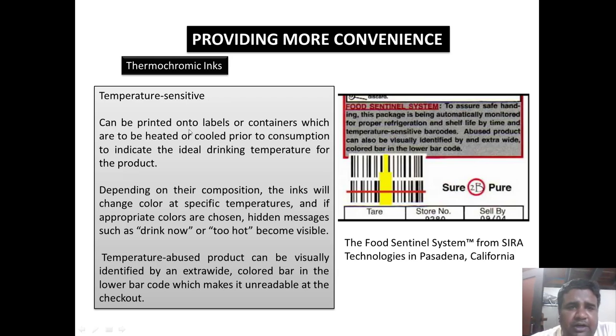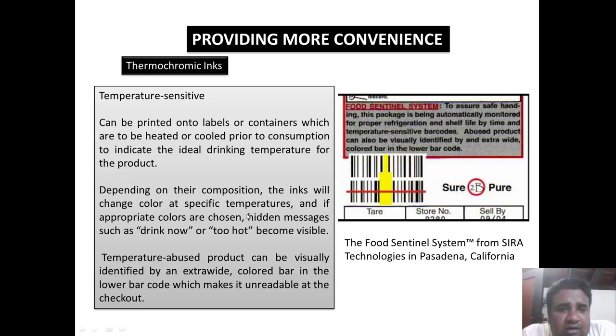It can be printed onto the label or container which is to be heated or cooled prior to consumption to indicate the ideal drinking temperature for the product. Depending on their composition, the ink will change color at a specific temperature, and if the appropriate colors are chosen, hidden messages such as drink now or too hot become visible. The temperature-abused product can be visually identified by an extra wide colored bar in the lower barcode, which makes it unreadable at the checkout. Okay, so this is the story when it is doing something good.